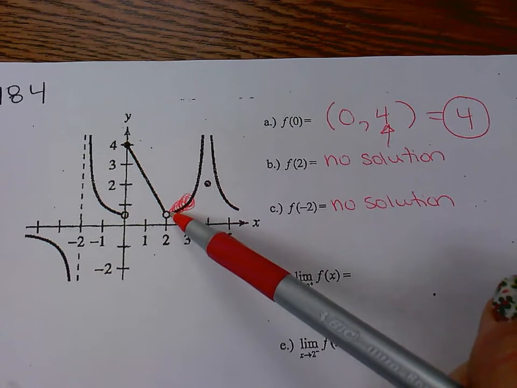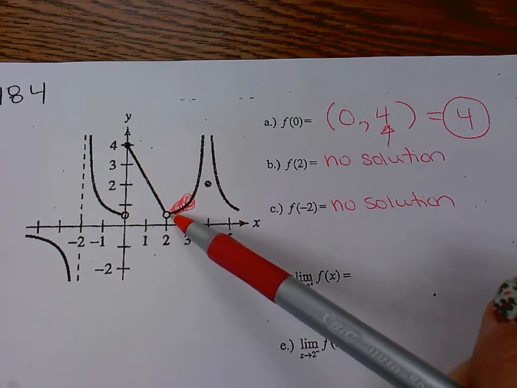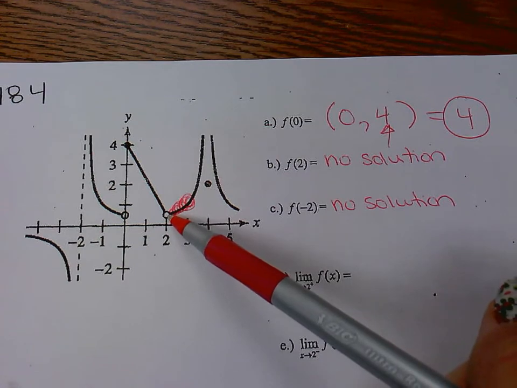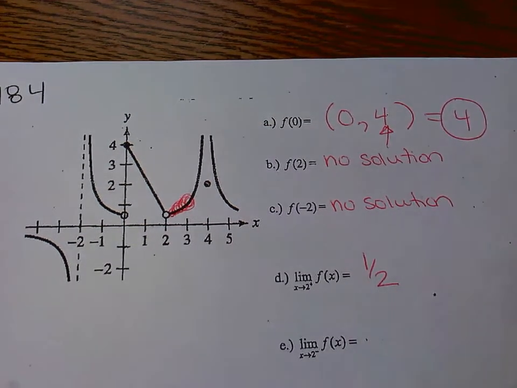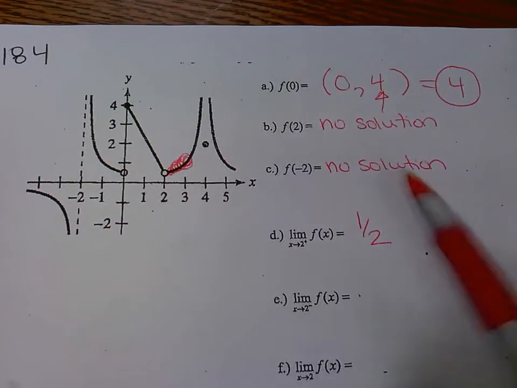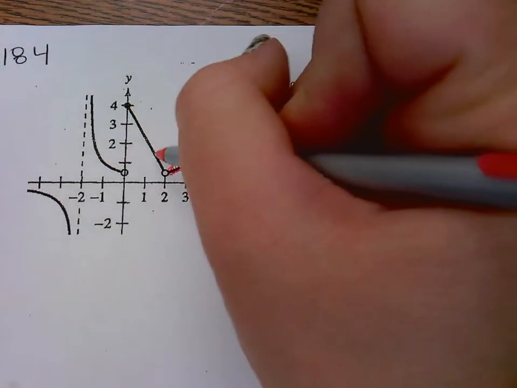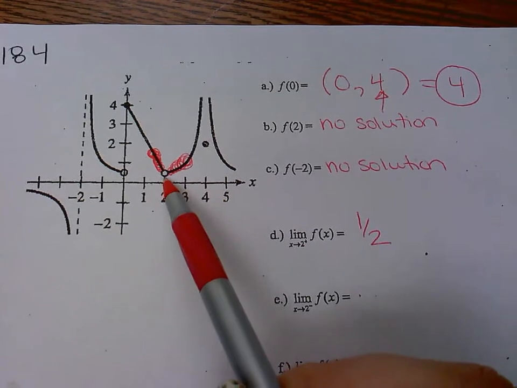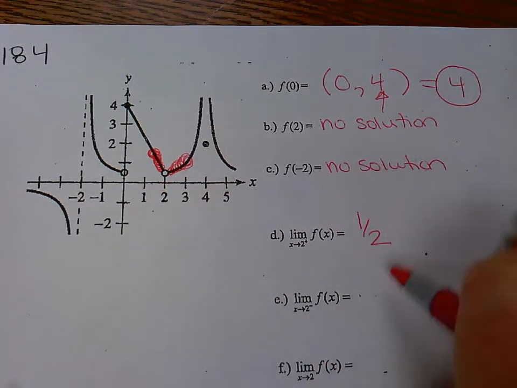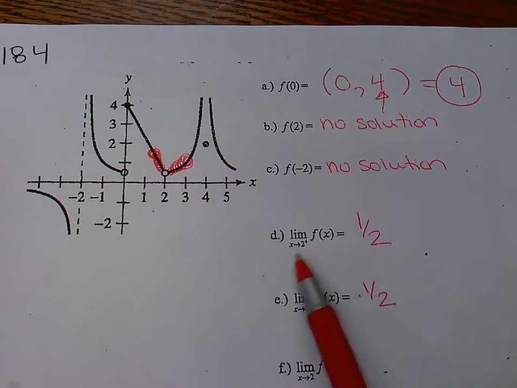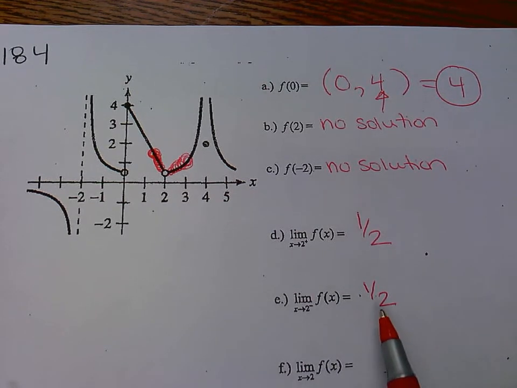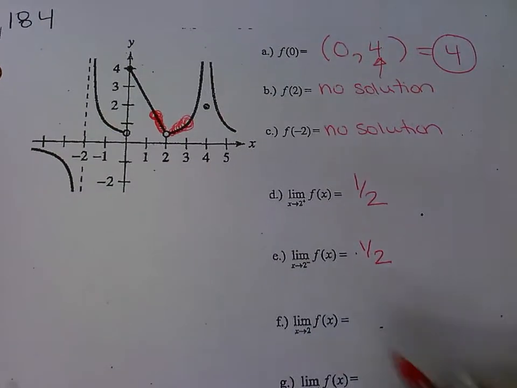It's approaching a half, right? Even though there's an open circle there, it's getting closer and closer and closer to a y value of 1/2. What is the graph approaching from the left side? Well, isn't this part of the graph also getting closer and closer and closer to a y value of 1/2? So if the limit is 1/2 from the right and the limit is 1/2 from the left, then the overall limit at that point is also 1/2.